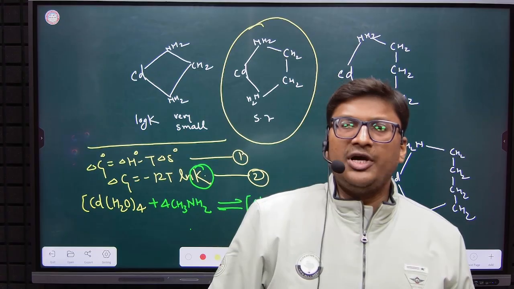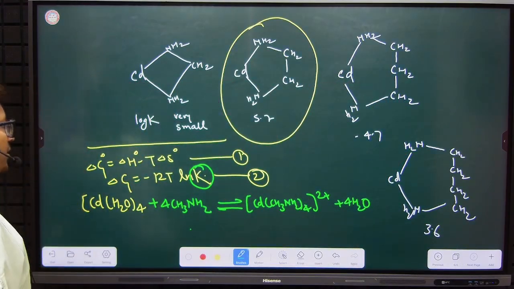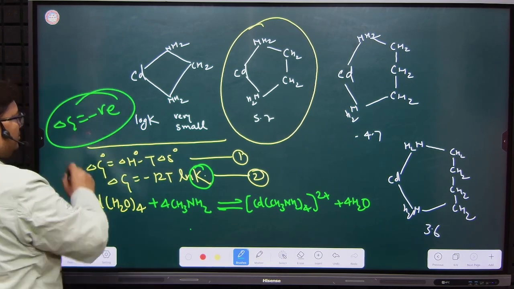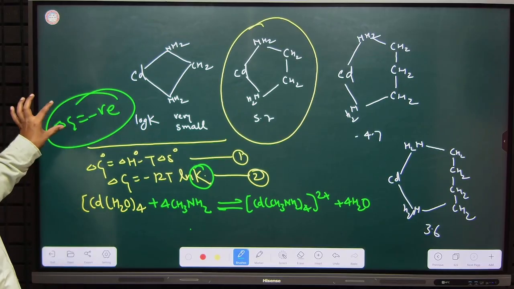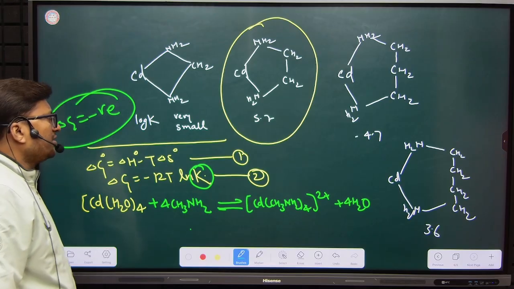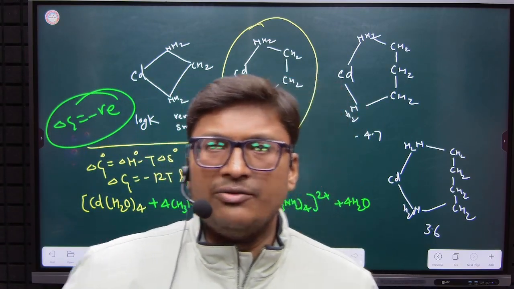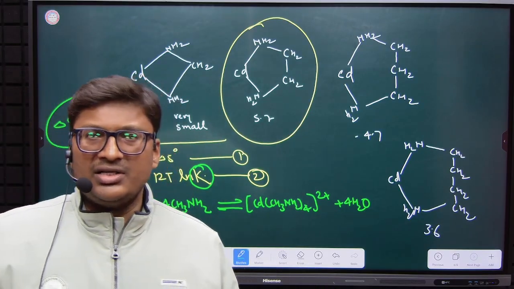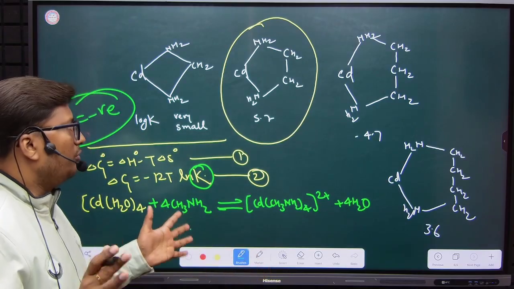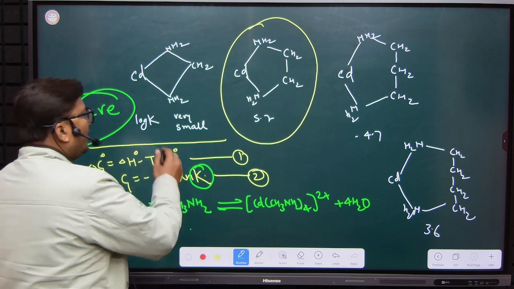So the greater the value of K, the higher will be the stability of the metal chelates. So the greater the value of delta G in a negative quantity, the greater will be the stability of the complex. So here one most important point should be noted: the formation of a ring structure does not mean that all ring structures appear as stable forms. No, because it depends on the value of log K.